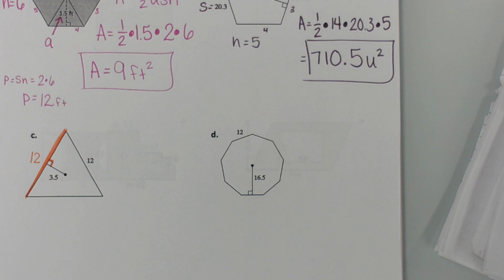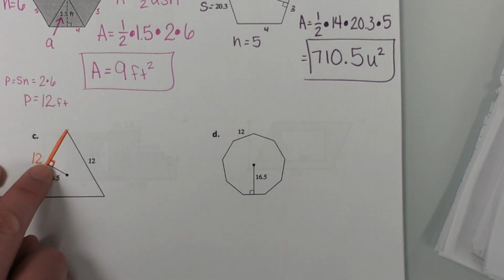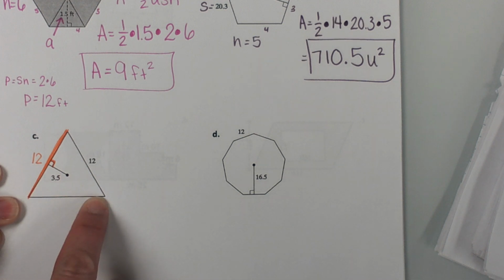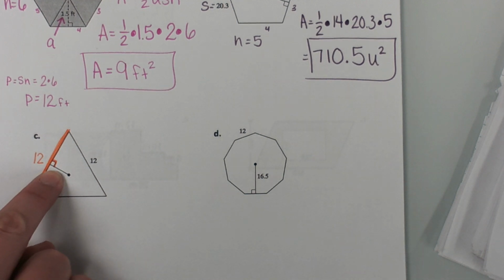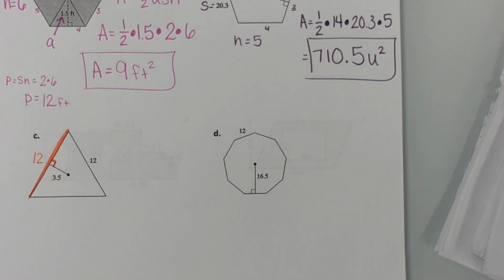The 3.5 is not a base. Or, sorry, is not a height is what I meant to say. Because height is perpendicular to the base and needs to go all the way across the shape to the opposite vertex. You cannot, because there's nothing that says this length and this length are the same. Actually, the relationship is 1/3 to 2/3. But you don't need to know that.